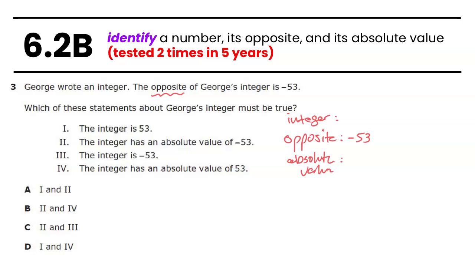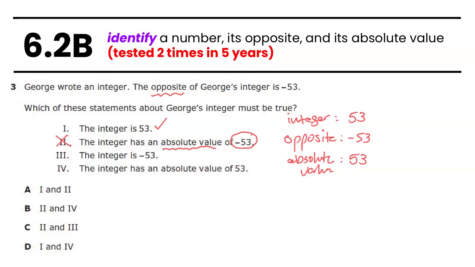And so what we see is that if the opposite is -53, the integer had to be positive 53, because the opposite of 53 would be negative 53. And then the absolute value must always be the positive version of that, which will be positive 53. And so going through these statements, what we see is that Roman numeral 1 is true. Roman numeral 2 cannot be true because the absolute value can never be a negative value, so Roman numeral 2 is wrong. The integer is negative 53.